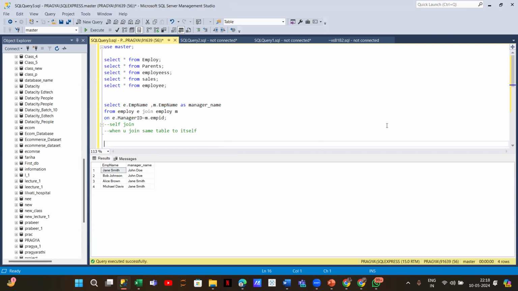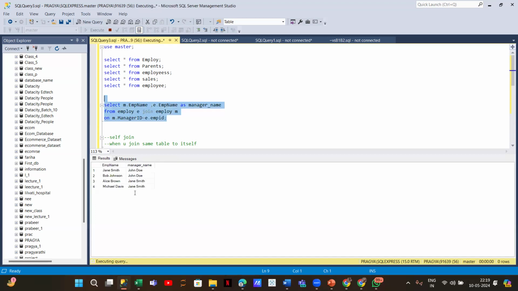Any confusion? You can write that also, Senthil. You just have to replace this then. If you are giving E dot employee ID and here you are giving M dot employee ID, then you have to replace these things also because you are interchanging the table name. That's why. Okay, did you get it, Senthil? Did you get your query resolved?